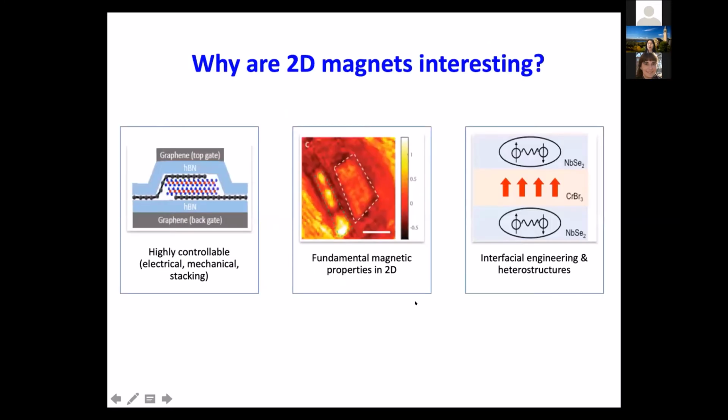So why should we be interested in two-dimensional magnetic crystals? Because those materials are extremely thin, they are highly controllable. You can use electric fields, electrostatic doping, straining, or stacking to control their properties and look for new ideas for applications. They are an ideal platform to study some fundamental properties.